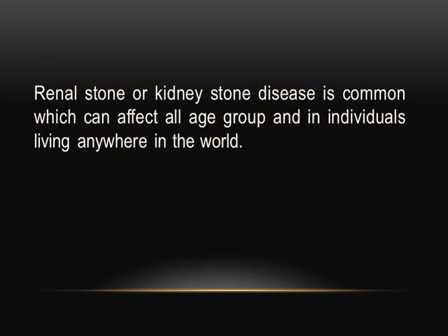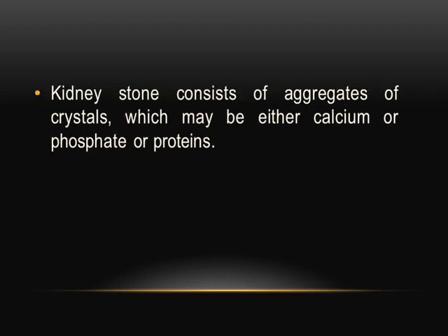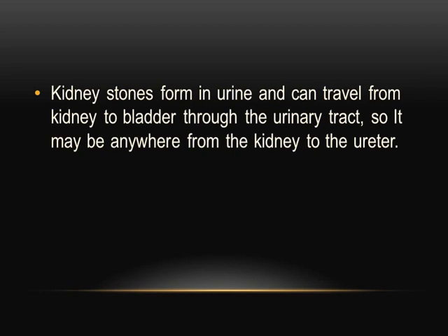Renal stone or kidney stone disease is common, which can affect all age groups and individuals living anywhere in the world. Kidney stone consists of aggregates of crystals which may be either calcium or phosphate or proteins. Kidney stones form in urine and can travel from kidney to bladder through the urinary tract. So it may be anywhere from the kidney to the ureter.